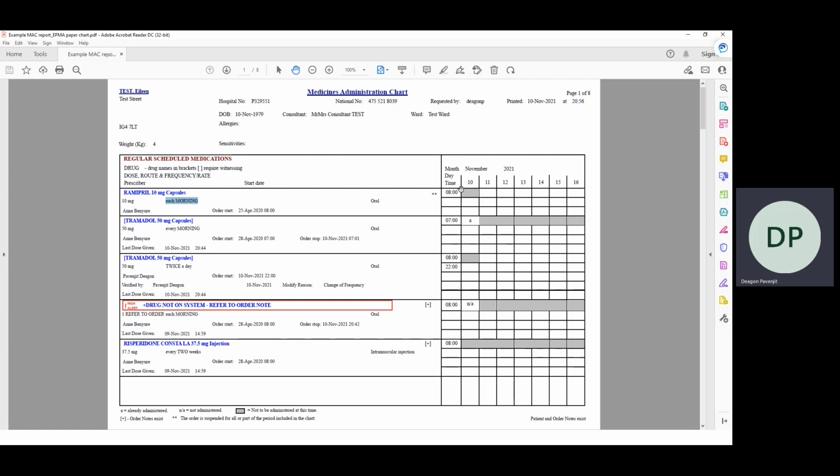You can see against 8 AM on the 10th, 11th, 12th and ongoing, there is a box. And depending on whether the box is shaded or not, will allow you to determine whether that medication is available for administration or not. In the case of the Ramipril for the 10th of November, the box is shaded. And if we look at the key, it tells us that a shaded grey box tells us that the medicine is not to be administered at this time.